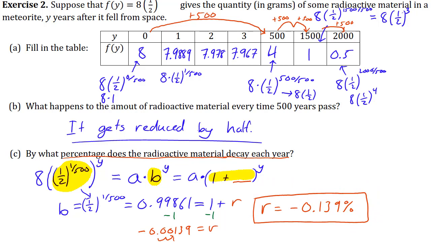So, in other words, to summarize everything that's happening here, every time y goes up by 1, every time 1 year goes by, you multiply by 1/2 to this power, which is the same thing as 0.99861. So every time 1 year goes by, you have 99.861% of the previous year's radioactive material. So the amount that you lost was 0.139%. That's what's going on here.